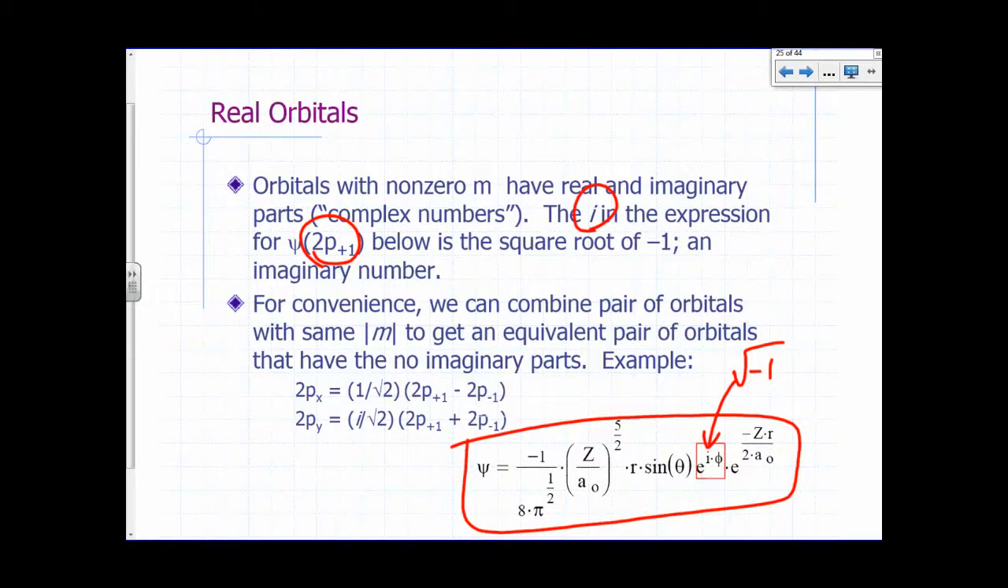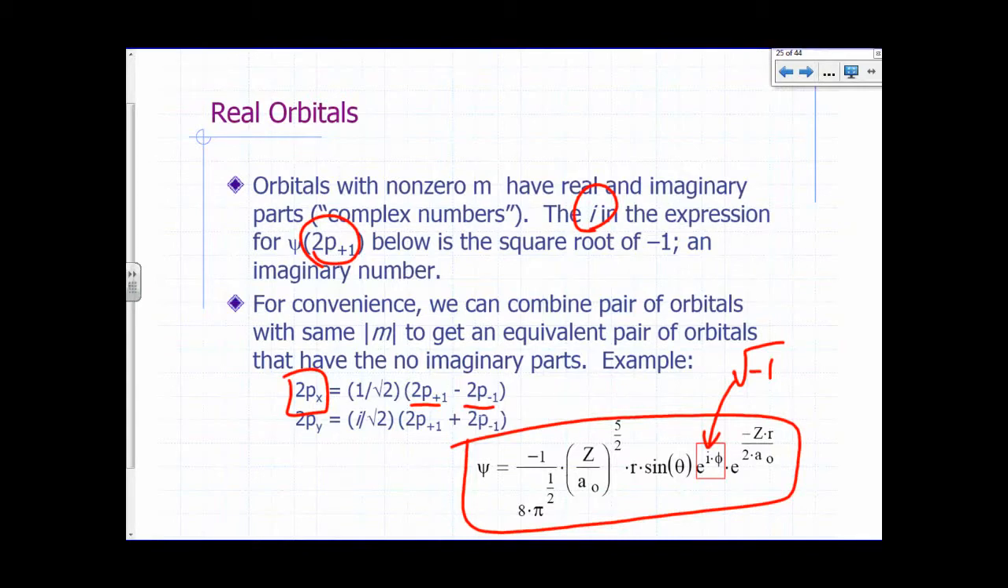So as a matter of convenience, it's preferable for us to take combinations of these 2p plus 1 and 2p minus 1 functions. So if you take 2p plus 1, for example, and you subtract 2p negative 1, you'll end up with an expression that doesn't have that i. It's easier to visualize, and that's what the 2px orbital that you saw in the Davidson website is.